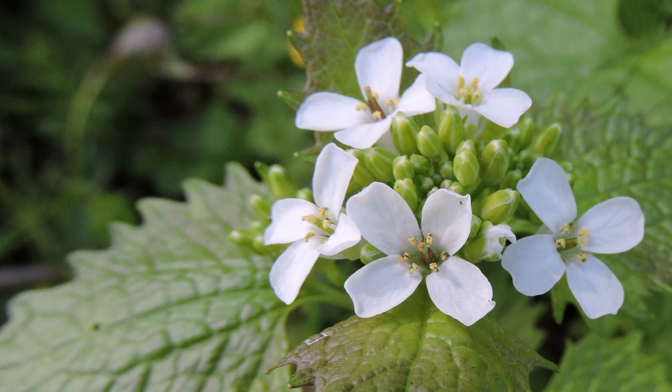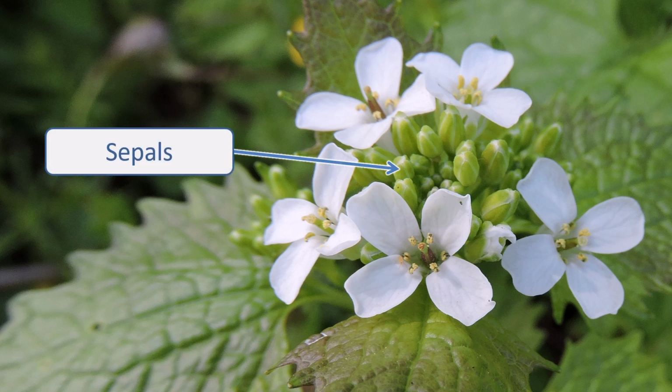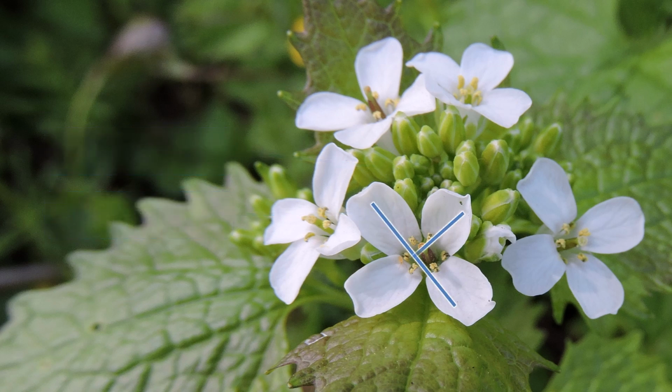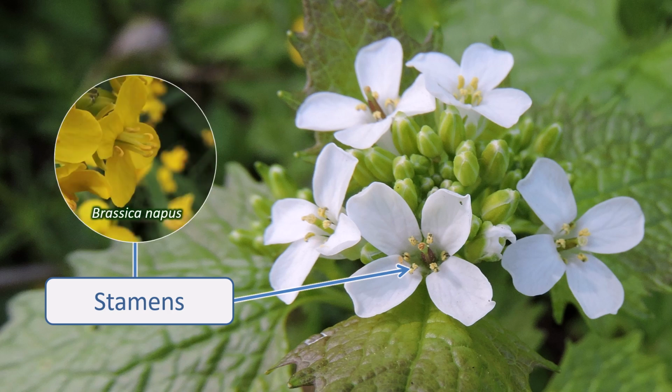The flowers of Brassicaceae plants are borne in clusters and are actinomorphic, regular in symmetry. They have 4 separate sepals and 4 separate petals. The petals are arranged in a distinctive cross pattern, and they are usually white or yellow, sometimes pink or purple. There are normally 6 stamens, 4 longer and 2 shorter. The flowers are insect pollinated.